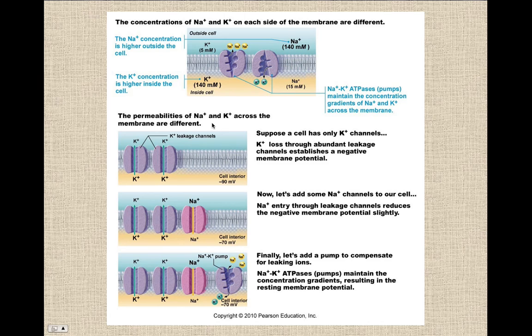All right, so the permeabilities of sodium and potassium across the membrane are going to be a little bit different. So let's say that we just add potassium pumps, or not pumps, but leakage channels, so that a few potassium are allowed to sneak out. Okay, it's like opening a window in a dorm room. You get a couple people that can get out at a time. Okay, in this regard, potassium wants to get out, so a couple of them can sneak out and maintain this resting membrane potential.